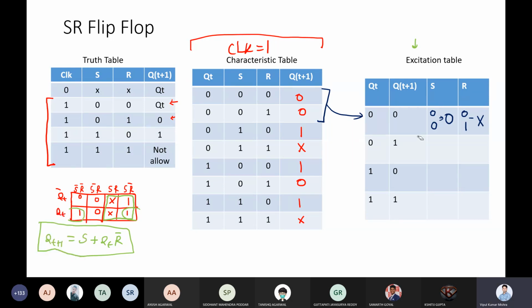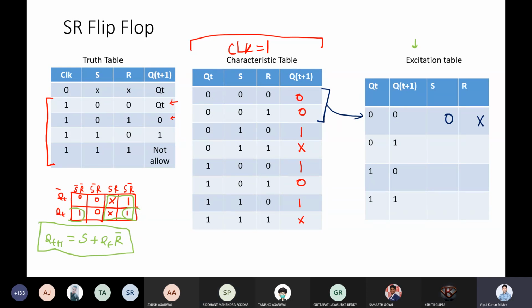So in short, let me erase this. The final value here will be 0 and this will be X. Is it clear why it is 0 and why it is X? Whenever you get the same value, you keep that value. Whenever it's 0 and 1 both, that doesn't have any impact, so you can put X there. Got it? Yes, sir.